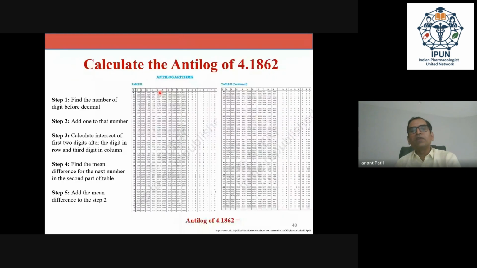Let's take an example. If I want to calculate the anti-log of 4.1862, what you have to do is look at the number before the decimal. The number is 4. So the anti-log of this becomes 10 raised to 5, because this is 4 here. If it was 3 here, the anti-log would have become 10 raised to 4. If it was 2 here, the anti-log would have become 10 raised to 3.